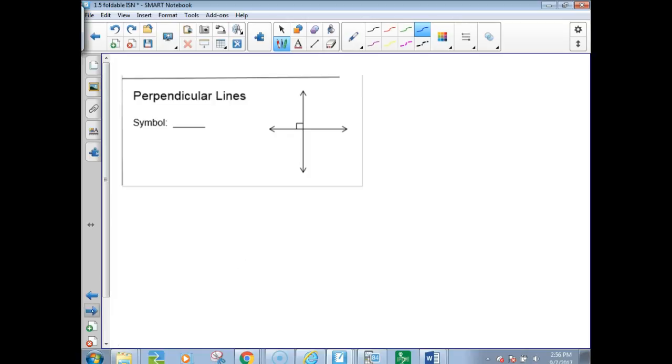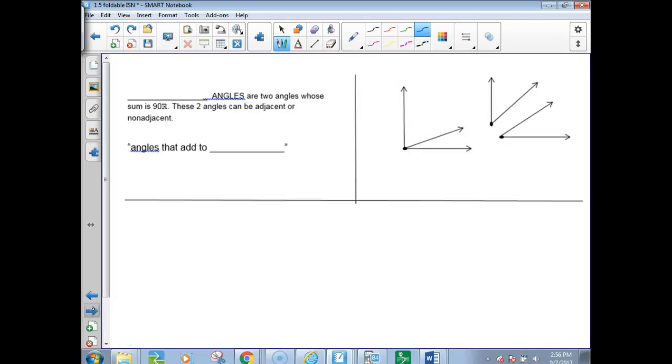All right, jumping over to the right side of your ISN, here are our complementary angles. C-O-M-P-L-E-M-E-N-T-A-R-Y. Wow, that's a mouthful. We're going to abbreviate that COMP. A lot of times I will abbreviate complementary to COMP. And again, it's angles that add to 90.